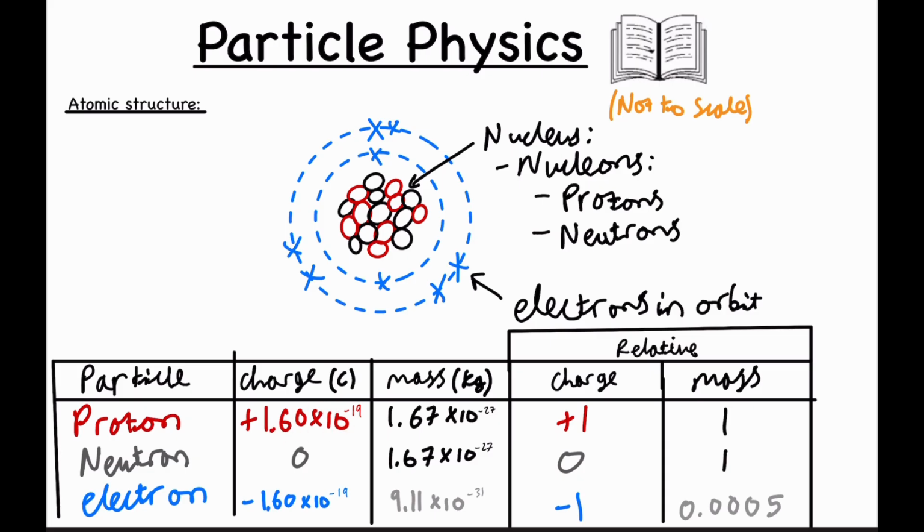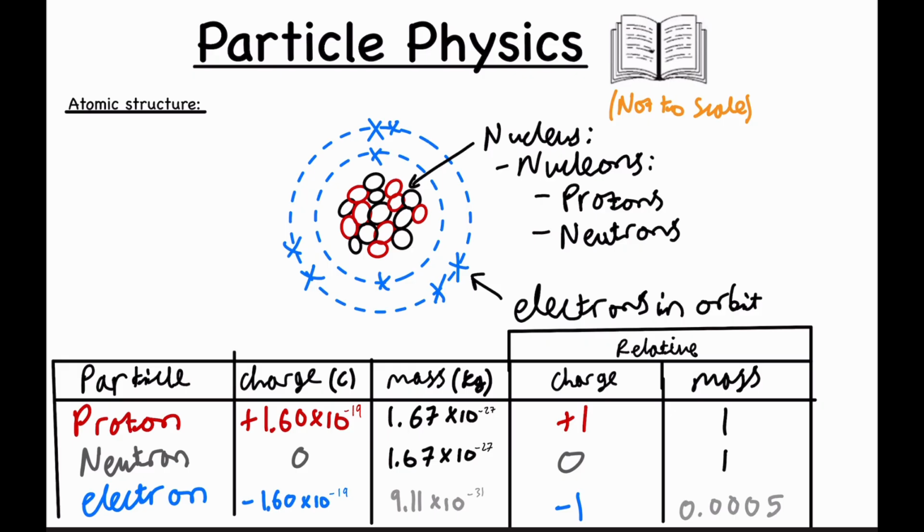And the masses of each, as you can see, the proton and the neutron have very similar masses. So you have 1.67 times 10 to the minus 27. And the electron has a very small mass of 9.11 times 10 to the minus 31, which is a lot smaller than the minus 27.